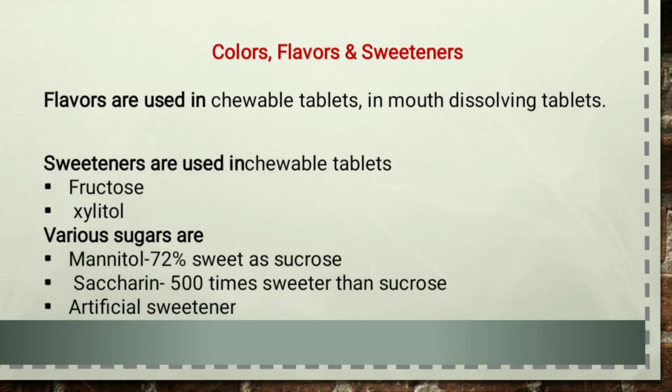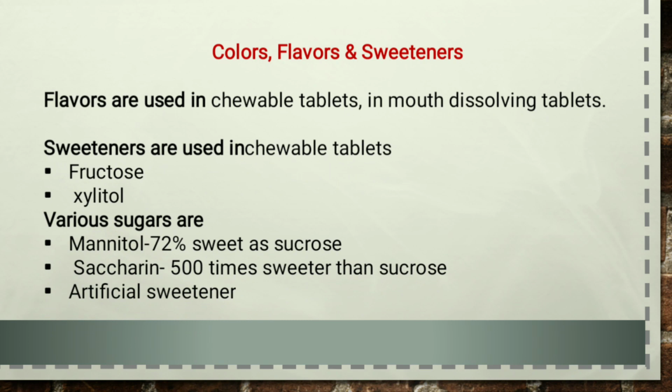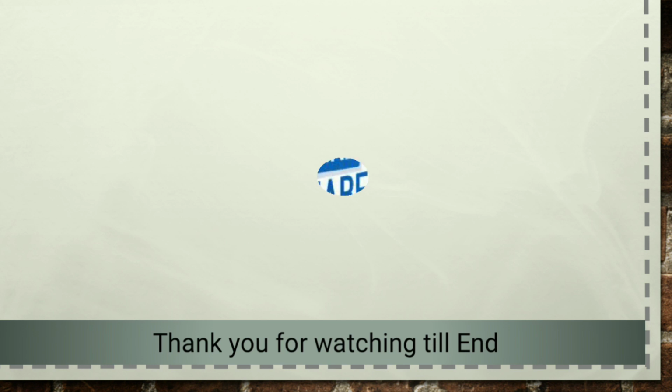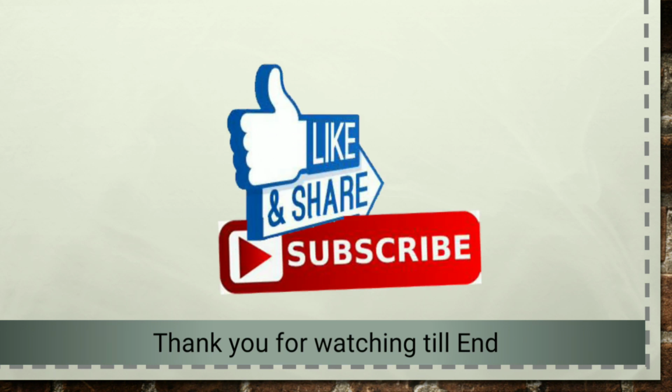Then the next one is sweeteners. The use of sweeteners is primarily limited to chewable tablets. The various sweetener agents that are used include dextrose, lactose, mannitol, sucrose, saccharin, aspartame, etc. Mannitol is around 72% as sweet as sucrose, and saccharin is around 500 times sweeter than sucrose. So these are the different excipients and ingredients which are used for the purpose of formulation of tablets.